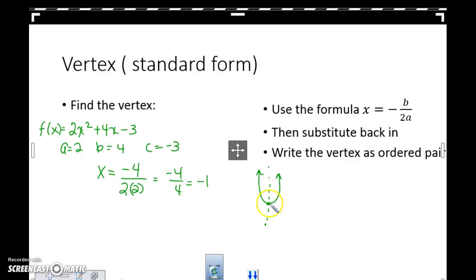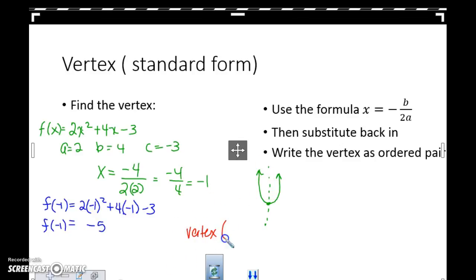We got to figure out how far down or how far up it goes. So we're going to substitute negative 1 back into our original equation by replacing all the x's with a negative 1. Notice my parentheses when I substitute, and then you can put all of this in your calculator to get your answer, or you could do it out. So it'll be negative 5. So our vertex then would be at negative 1, negative 5.